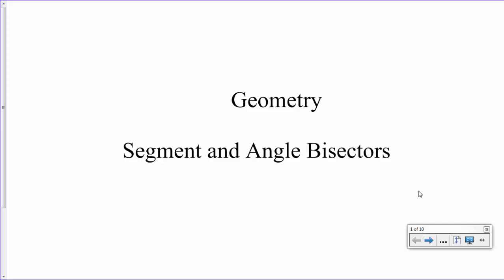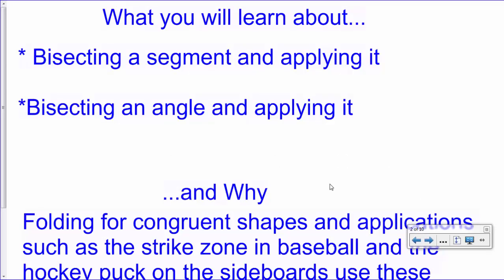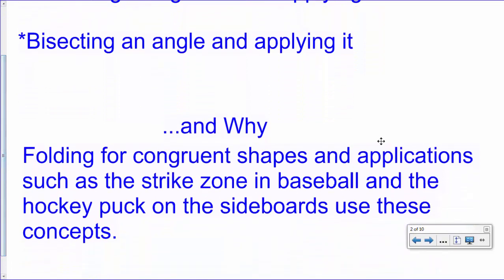Today's lesson will be on segment and angle bisectors. We'll look at bisecting a segment and applying this to a basic problem for solving, bisecting an angle and applying that as well to a basic problem in solving. Why do we learn about these?